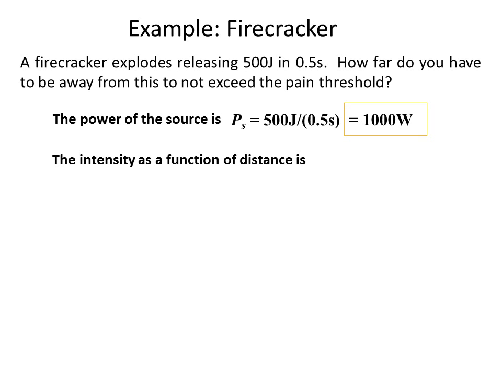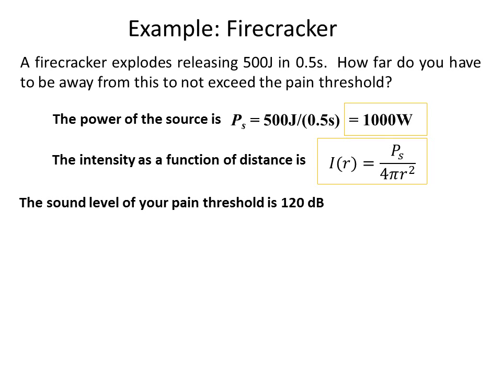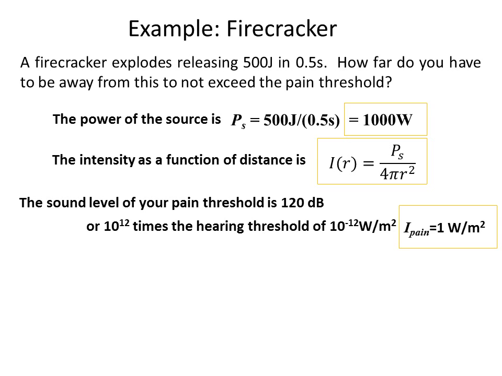Then the intensity as a function of distance is given by I of r equal to the power of the source divided by 4 pi r squared, where r is the distance away that we're listening. The sound level of your pain threshold is 120 dB, or 10 to the 12th times the hearing threshold of 10 to the minus 12 watts per meter squared, or this I pain is equal to 1 watt per meter squared.